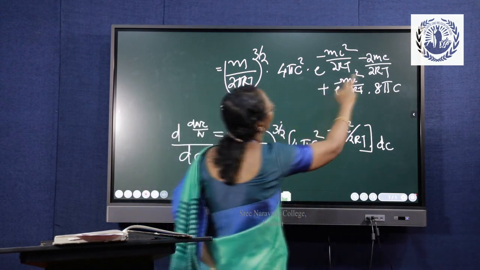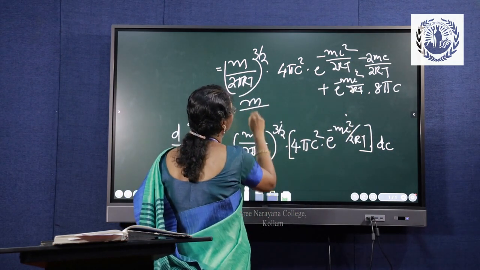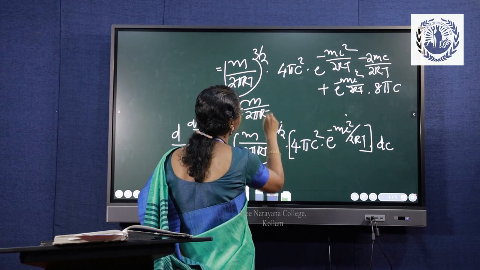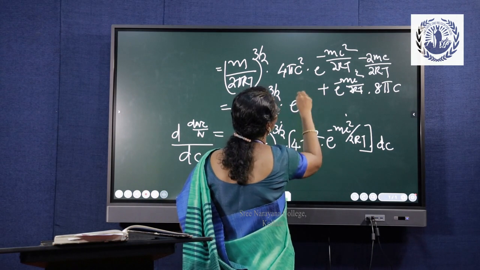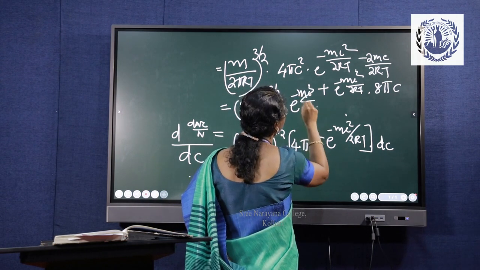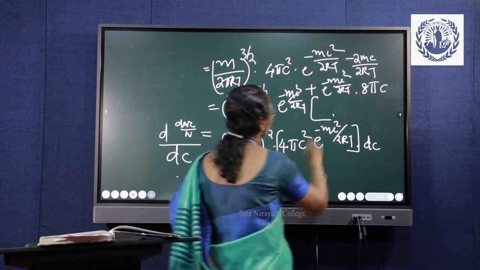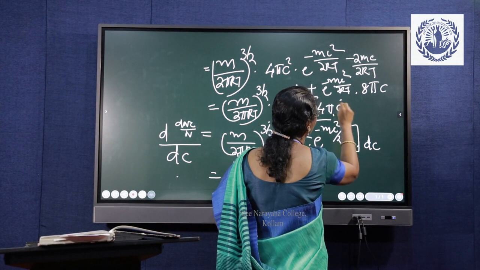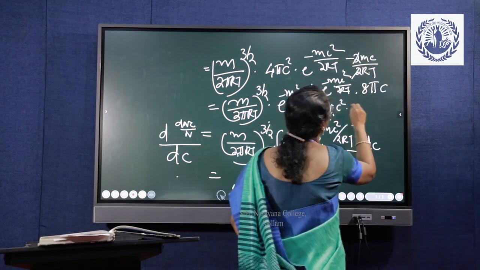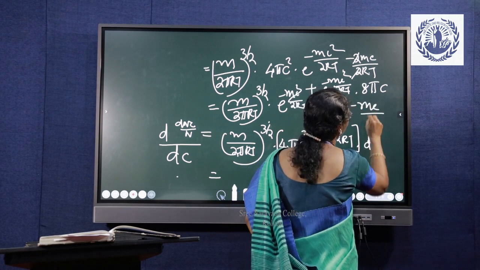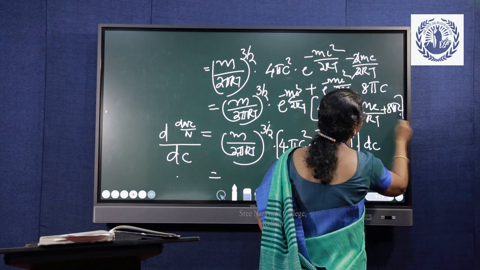Here also, these two terms are common, so we can take them outside. So (m divided by 2 pi RT) raised to 3 by 2 into e raised to minus mc square by 2 RT into 4 pi c square. Here 2 and 2 get cancelled, so we get only minus mc by RT plus 8 pi c.